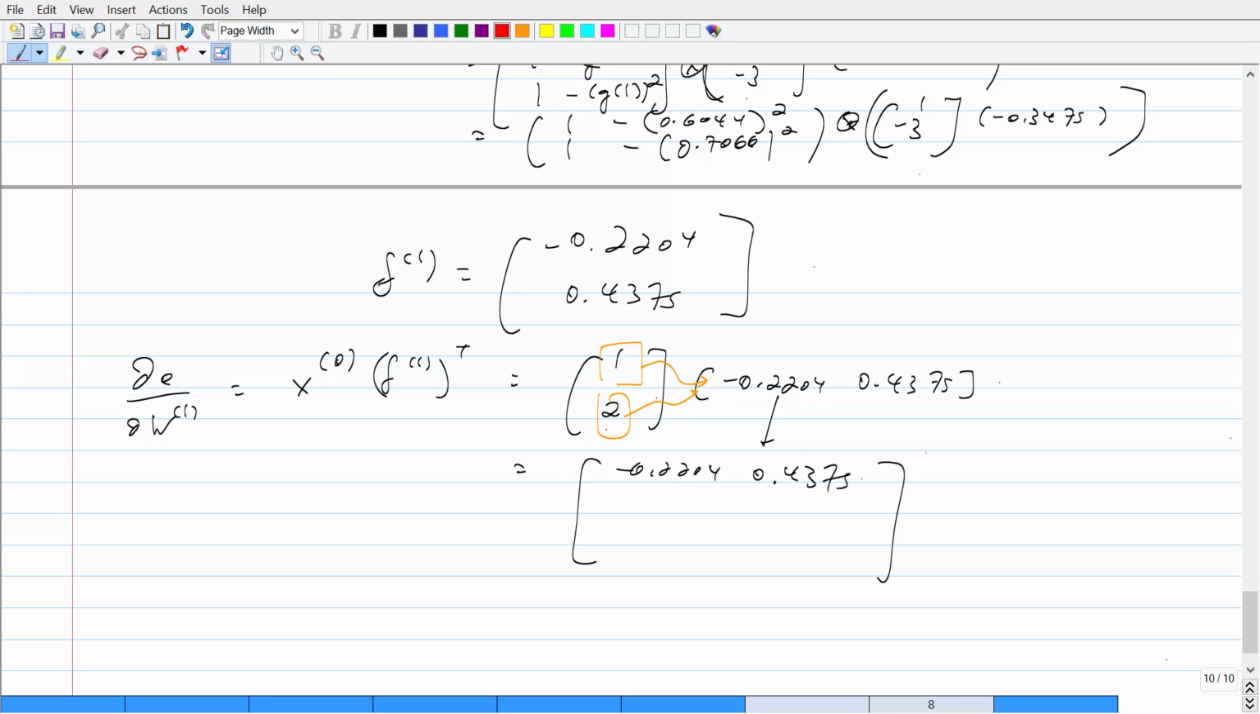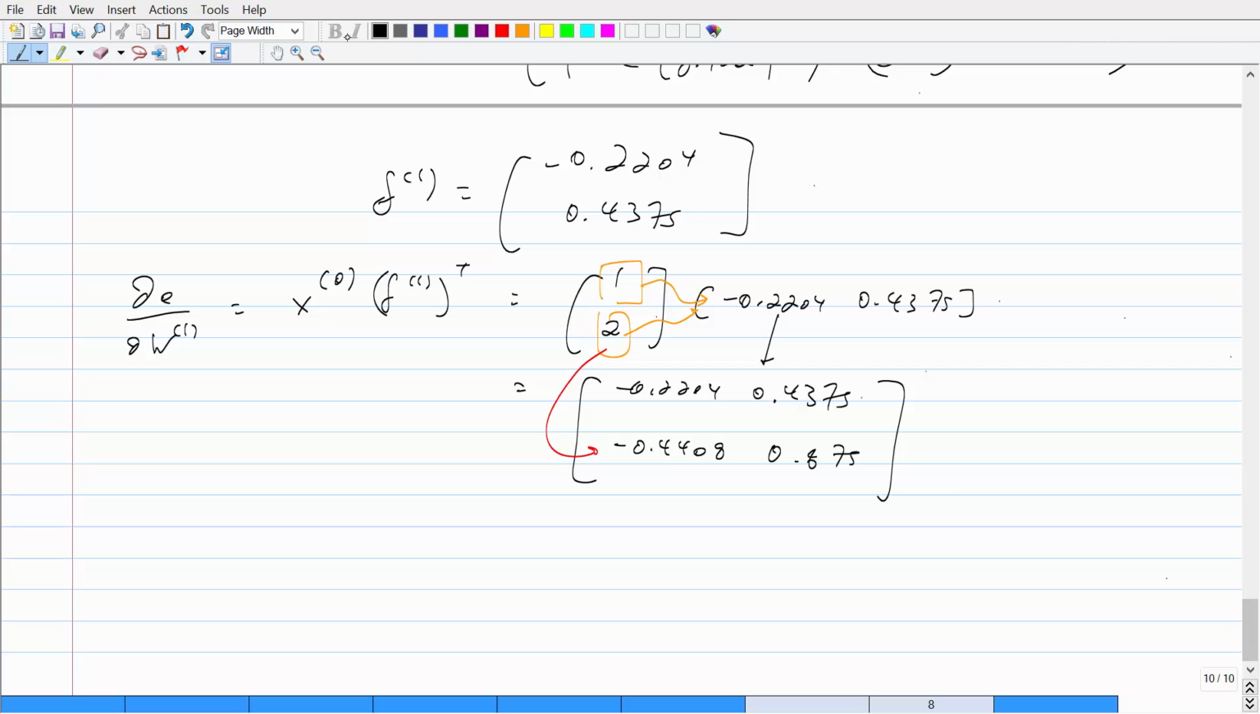Okay? And then this row will just be the top multiplied by 2. In this case, it's minus 0.4408 and 0.875. All right, so those are the updates you'd apply between the input and the first layer. Then you calculate this again for the second one.